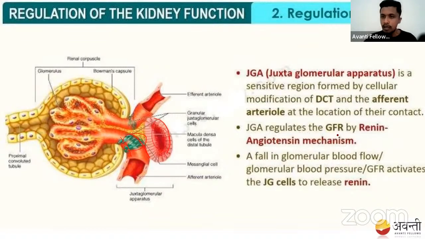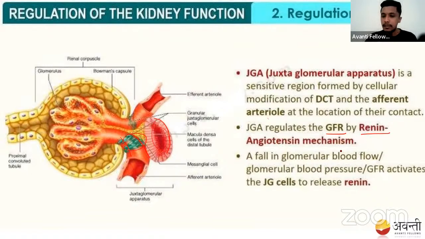Understood? So what happens whenever the juxtaglomerular apparatus realizes that there is very less fluid volume? That means there is very less blood flow in the glomerular apparatus. Now they regulate the glomerular filtration by producing a factor called renin. This release of renin will stimulate a pathway called the RAS pathway, or the renin-angiotensin-aldosterone pathway. So let's see what happens.